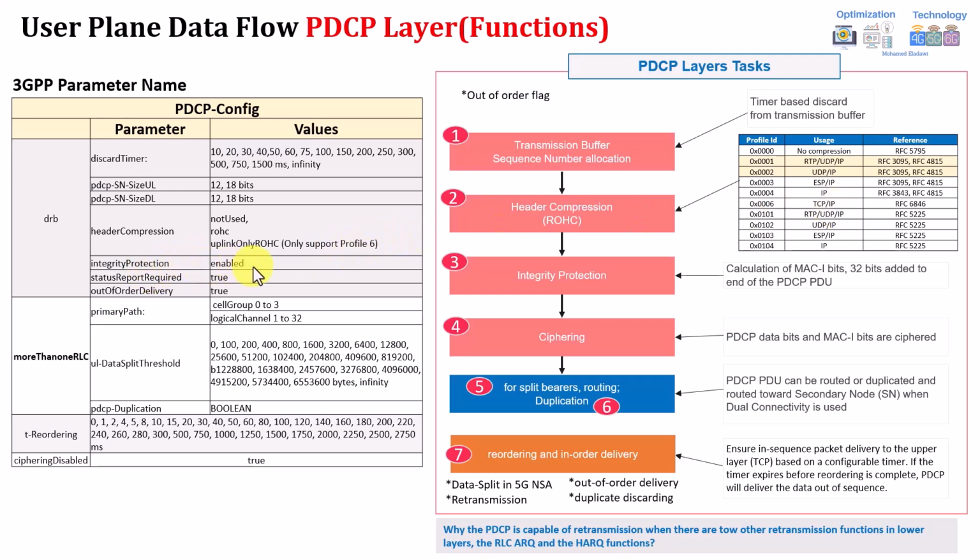And integrity protection, again, this is a must for SRB1 and SRB2 and cannot be disabled. That's why you find it here, under the data radio bearer. And out of all the parameters, we'll be discussing that part. And these 3 parameters in between here are mainly for, again, NSA, not for 5G standalone. Then you have the reordering and ciphering disabled.